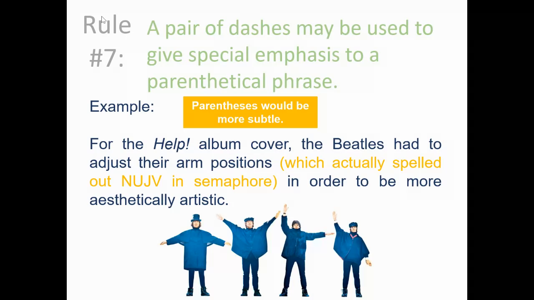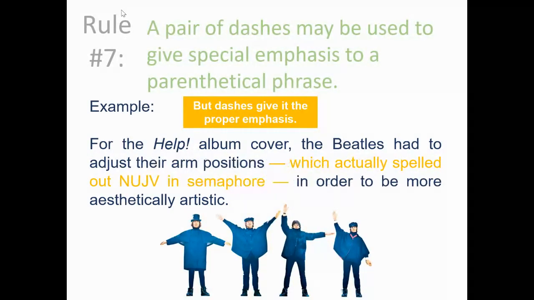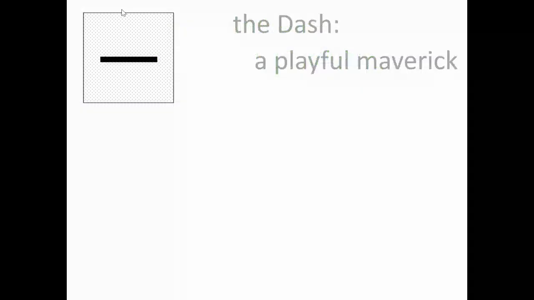The Beatles had to adjust their arm positions, which actually spelled out NUJV in semaphore, in order to be more aesthetically artistic. But dashes actually are a way of highlighting it, really giving it emphasis to say, hey, here's my point. Putting in dashes is like saying, hey, the Beatles had to adjust their arm positions, which actually spelled out NUJV in semaphore, in order to be more aesthetically artistic. So it's just, once again, a stylistic choice. But you'll notice we'll put dashes on both sides. In terms of the SAT, they'll give you a dash on one side and maybe a comma on the other side. We have to recognize that as being incorrect.